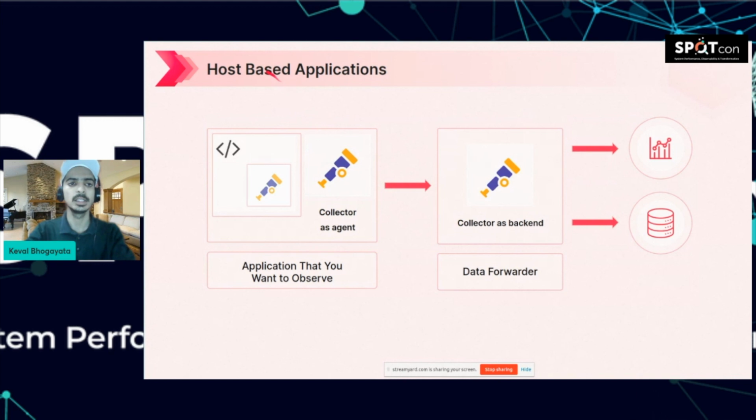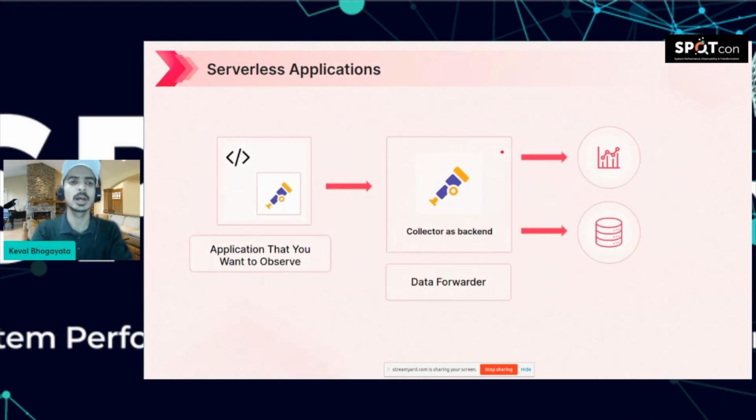So here is the architecture for instrumenting a host-based application. Here you can see that if you are already monitoring your infrastructure with the OpenTelemetry collector, and let's say you are running a JavaScript application inside your infrastructure, then you will have to install an npm package for OpenTelemetry inside your JavaScript application. This library will send data to your OpenTelemetry collector running inside your infrastructure, and this will forward data again to your backend. So this is how the forwarding happens in a host-based application.